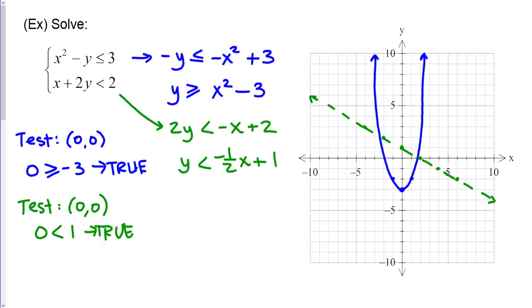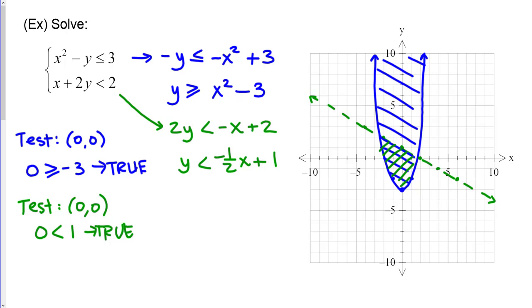So the side of the line that contains the origin. So the side of the parabola that contains the origin is like this side right here, the inside of the parabola, if you will. The side of the line that contains the origin is this side here.